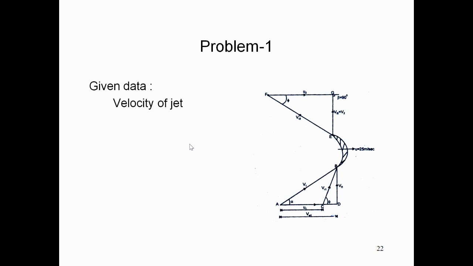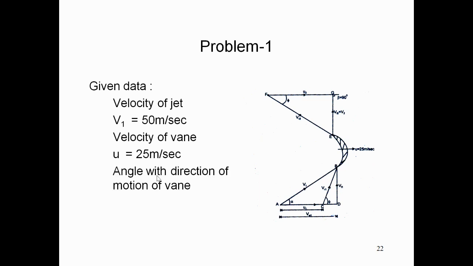Next, this is the given data we have. Velocity of jet, V1, is equal to 50 meters per second. The velocity of jet is actually represented with V, but since the jet moves into the inlet, it is represented with 1. V1 is equal to 50 meters per second. Next, velocity of vane, that is nothing but the blade, u is equal to 25 meters per second.